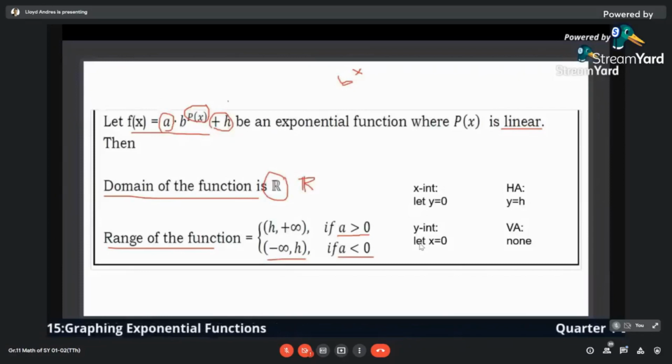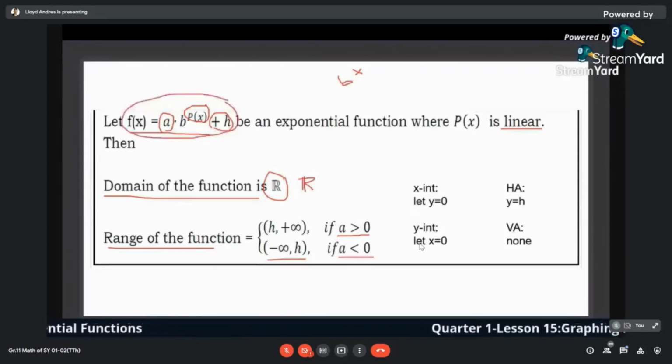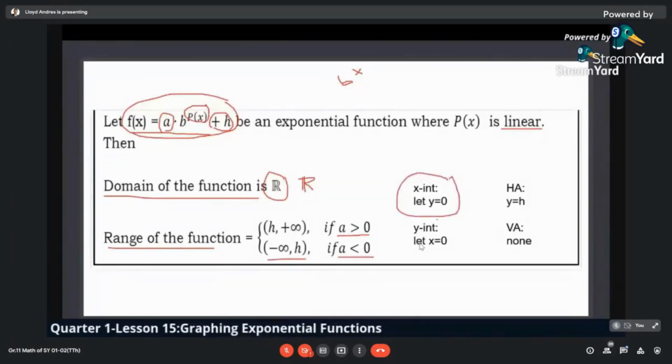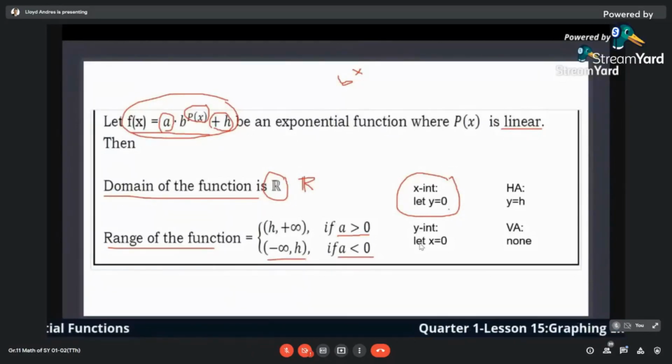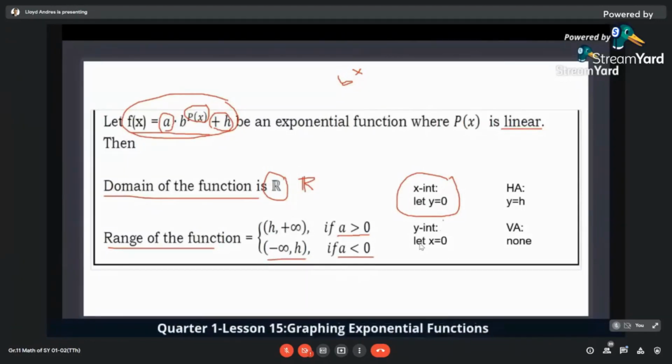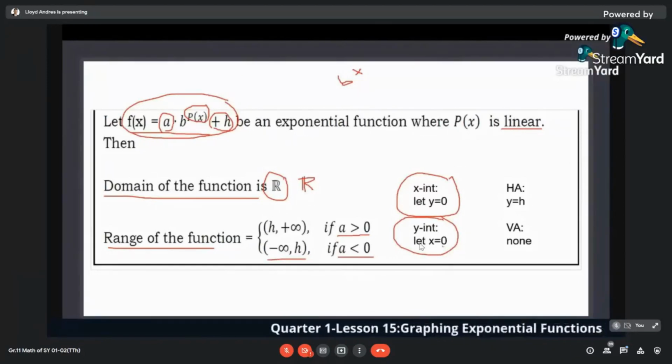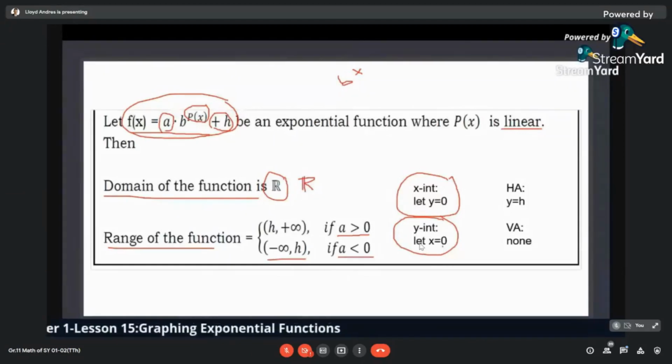This will be clearer later on in the examples. What about the x-intercept? The process is to let y equal 0, then solve for x. That value of x is the x-intercept. For the y-intercept, let x equal 0, then solve for y. That value of y is the y-intercept. That is the generic process for any function, applied here to the exponential function.